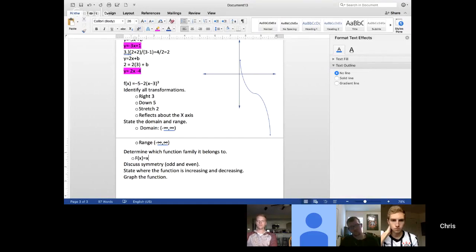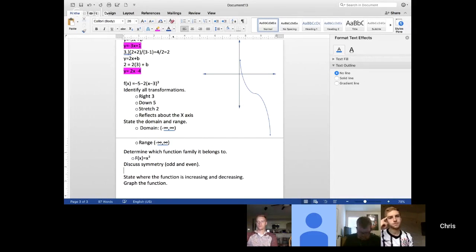From the parent functions. Yeah. Yep. Too hard. And then discuss the symmetry, odd or even. It's odd, isn't it? Yes.